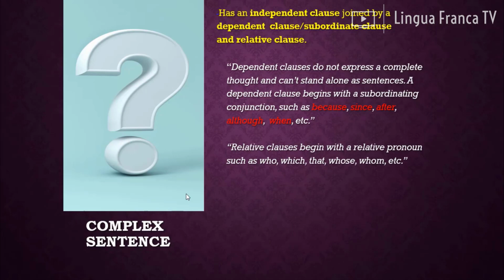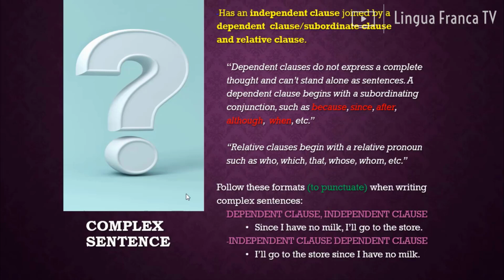Relative clauses begin with a relative pronoun such as who, which, that, whose, whom, etc. Follow these formats to punctuate when writing complex sentences. Dependent clause, then comma, then independent clause. So whenever you are formatting your complex sentence this way, and you are putting the dependent clause before the independent clause, always keep in mind that this comma will precede the independent clause.